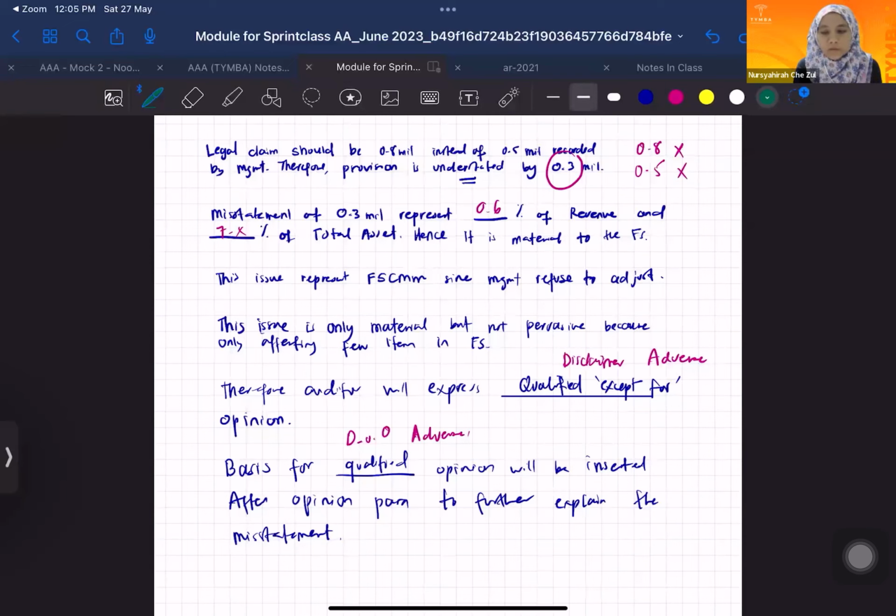Okay, so I think we stop here for the morning session. We continue around 2 because I have to go somewhere. After we come back, I'm going to brief you on additional paragraphs in the audit report, such as KAM, Key Audit Matters, EOM, OI, OM, MERGC, those kinds of things. We will also have a quick recap on going concern and subsequent event. That will be the last part of the spring class. With that, I think I covered everything that I want to cover during this spring class.